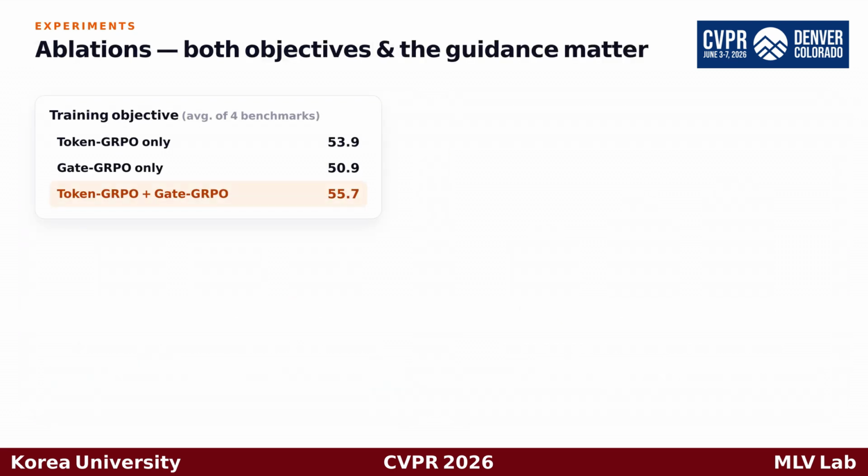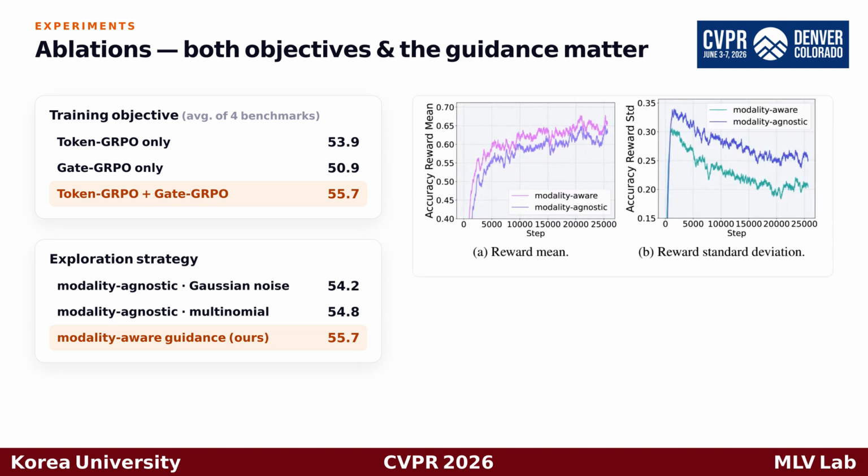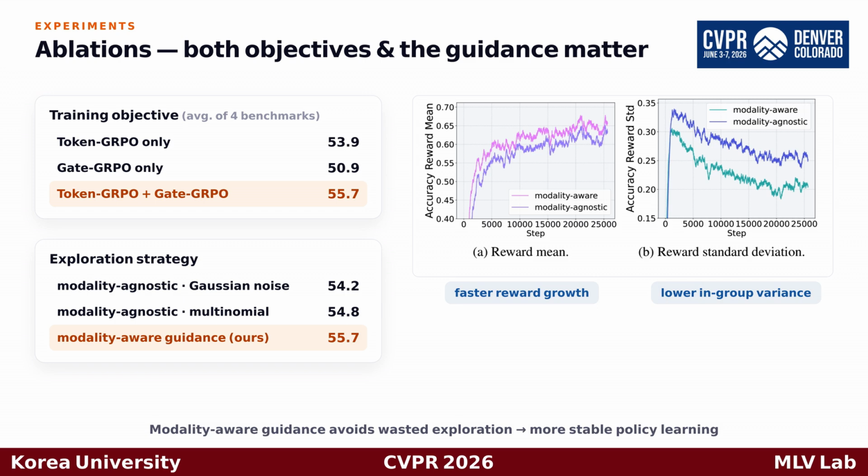Both objectives are necessary. Token GRPO alone reaches 53.9, gate GRPO alone 50.9, and combining them 55.7. Modality-aware guidance beats modality-agnostic exploration by up to 1.5 points, and the training curves show why: faster reward growth and lower variance within each rollout group.